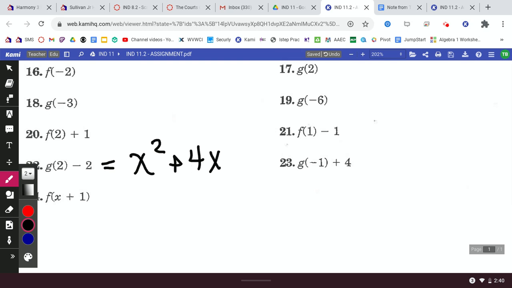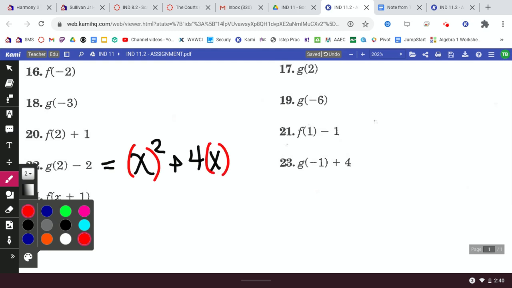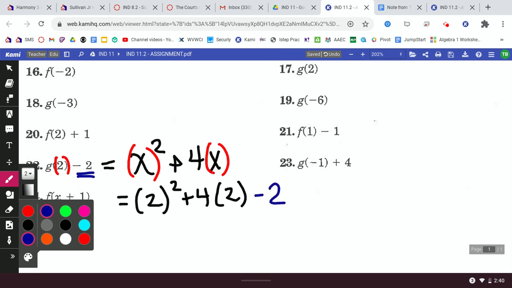All right, that's my G function. Brackets around the x, brackets around the input. So I'm going to put in that 2 everywhere where there was an x. And I've got this little scraggler out to the side that I'm going to stick out to the side.